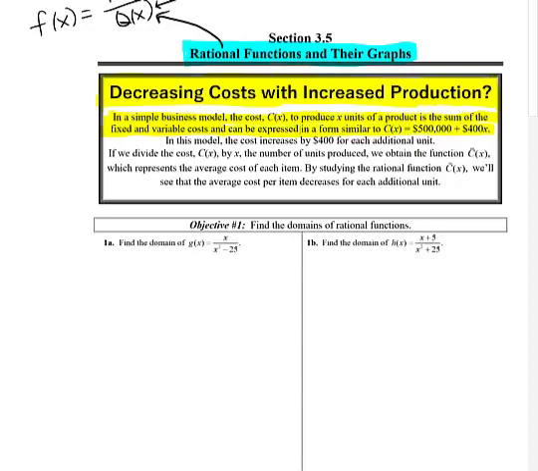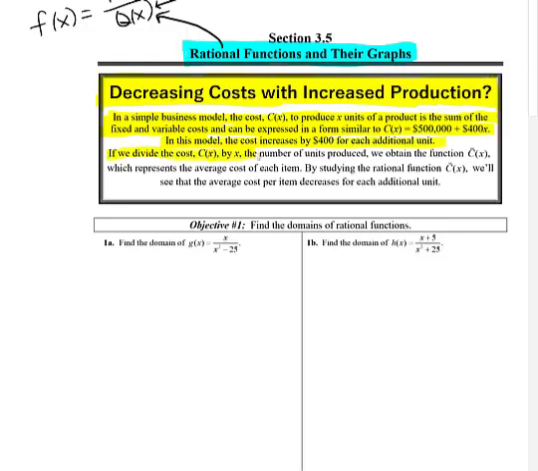So they're getting specific now. Let's say their fixed costs are 500,000. That's how much it costs them to make any amount of items, plus 400 times x. So x is the number of items. That must mean the variable cost is 400 times every item they make. In this model, the cost increases by 400 for each additional unit.